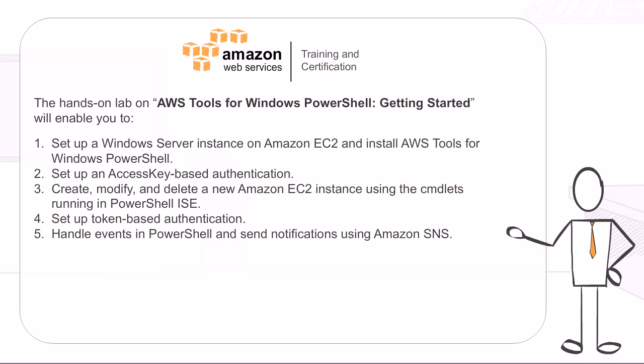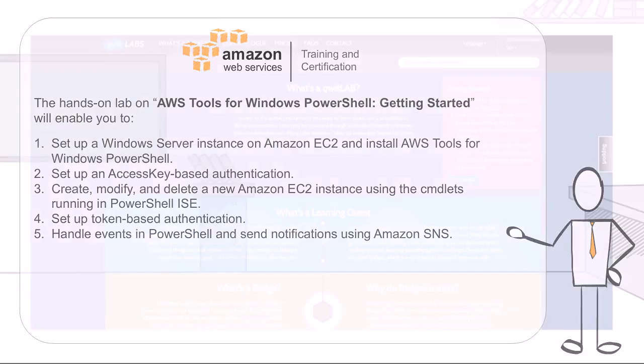The hands-on lab on AWS Tools for Windows PowerShell Getting Started will enable you to set up a Windows Server instance on Amazon EC2 and install AWS Tools for Windows PowerShell. Set up an access key-based authentication. Create, modify, and delete a new Amazon EC2 instance using the commandlets running in PowerShell ISE. Set up token-based authentication. Handle events in PowerShell, and send notifications using Amazon SNS.